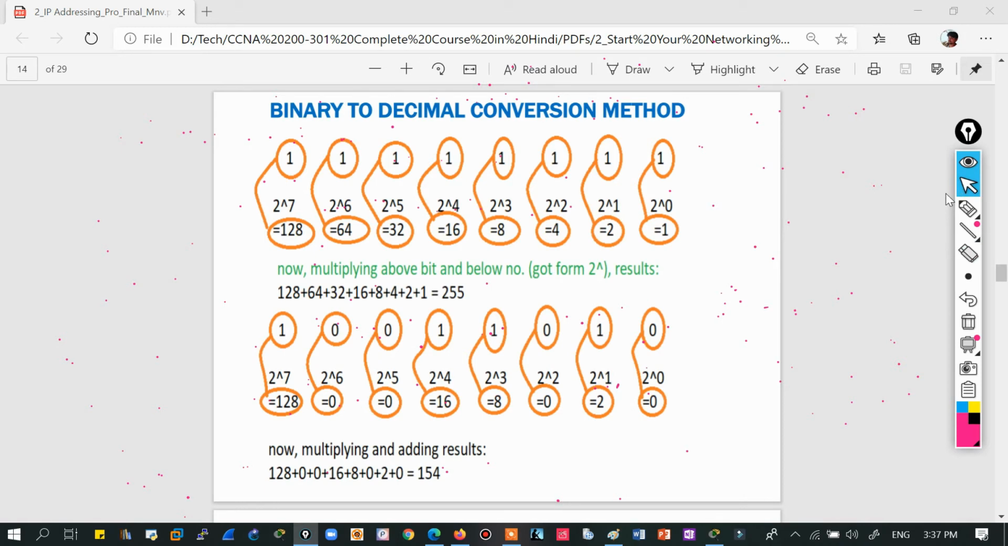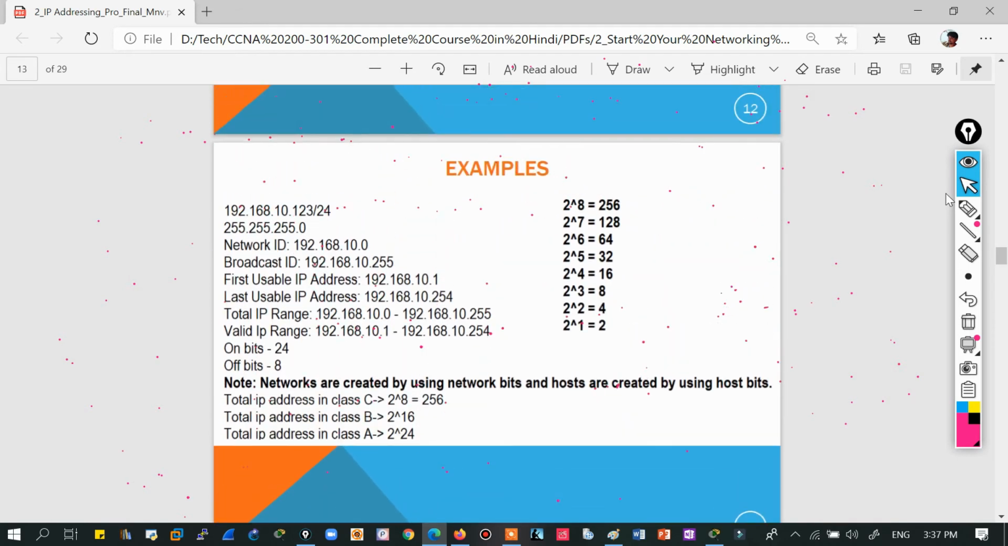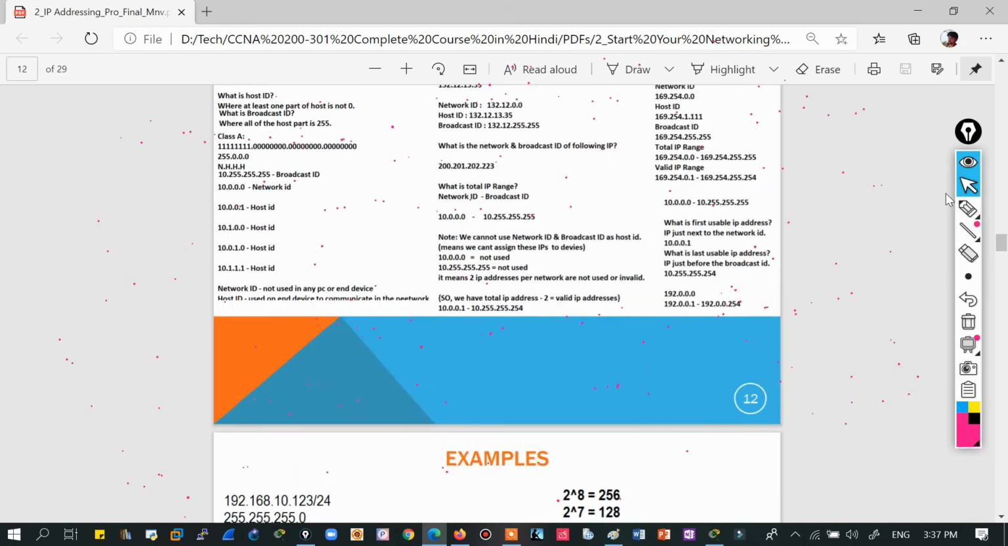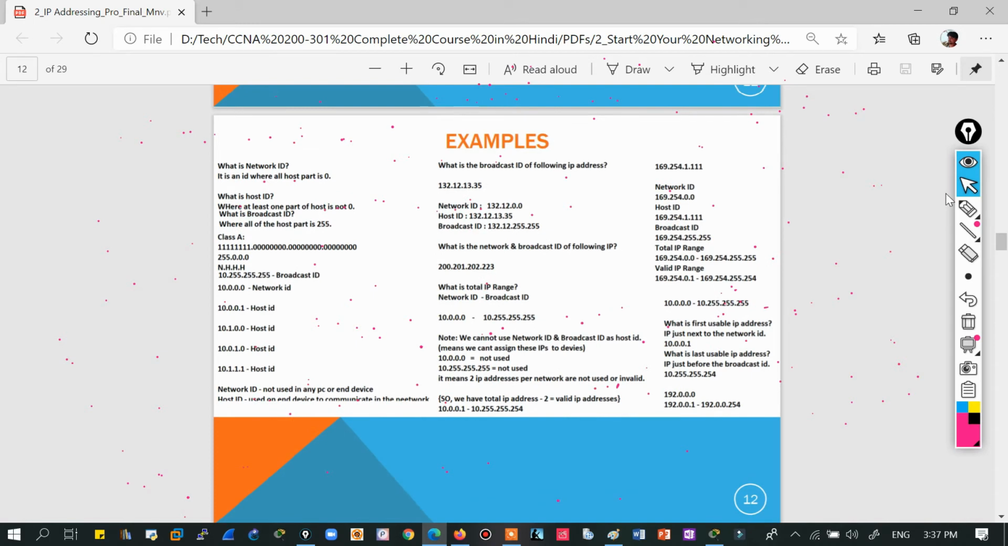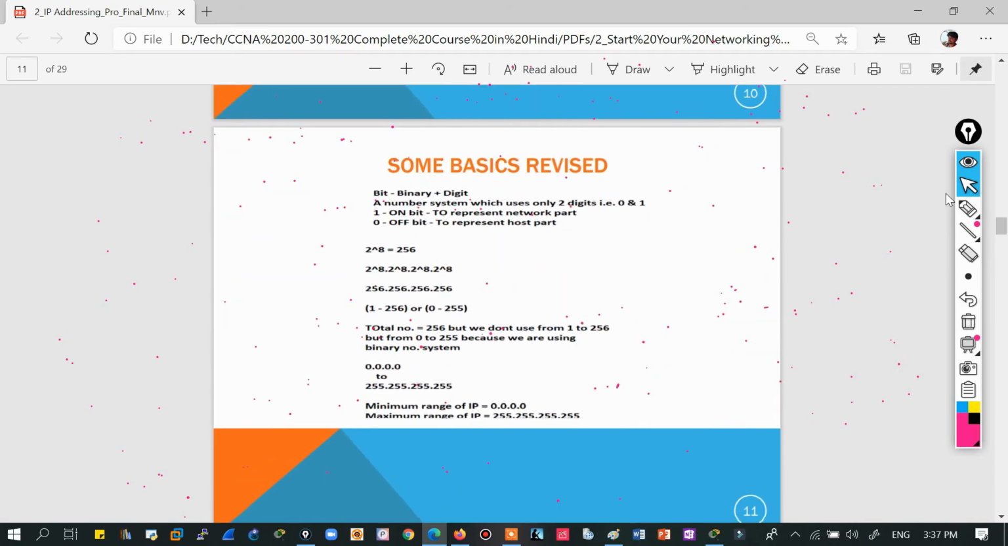After subnetting, we have classless IP addresses. This is for you. Again, you can take the reference of this example and study about IP address, network ID, host ID, valid range, first usable IP, last usable IP, and everything. I have written kind of everything, and this is the last address. Now let's discuss types of IP addresses and reserved IP addresses. Two topics are remaining in IP addressing.